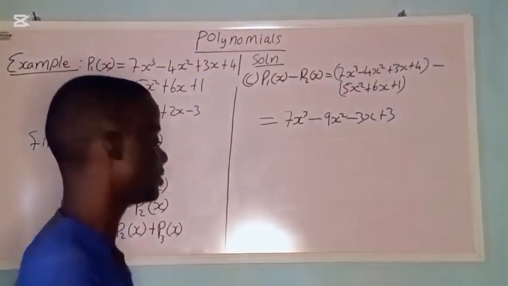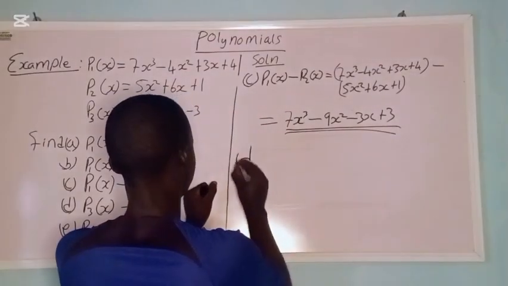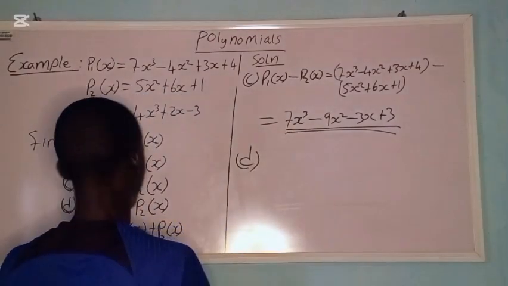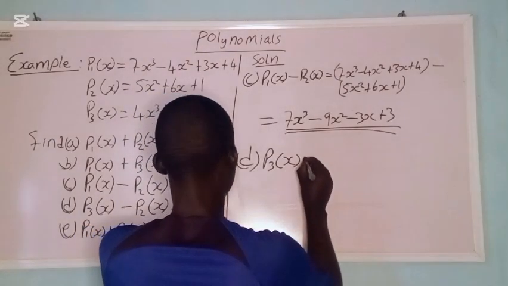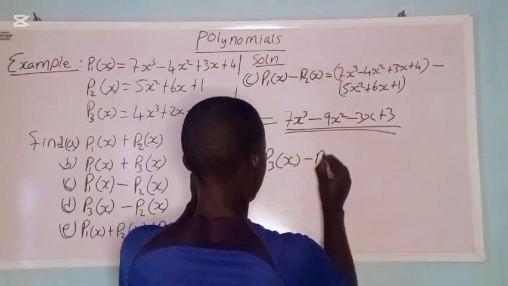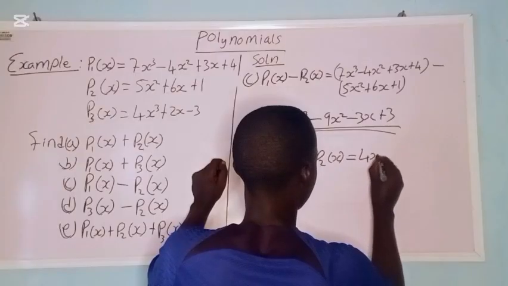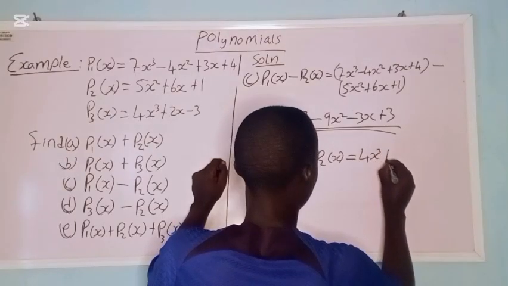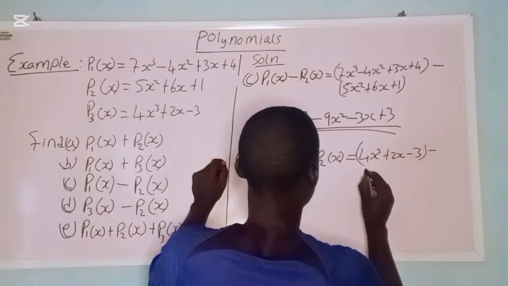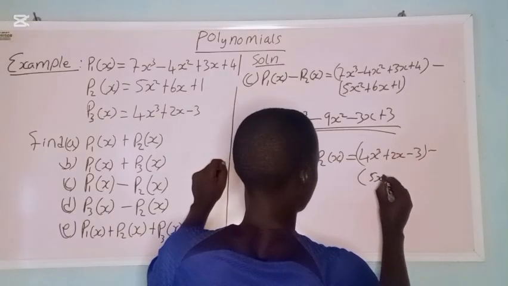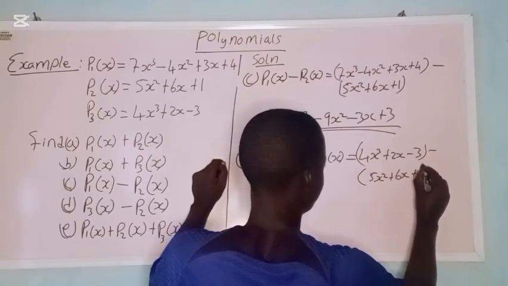That is the answer. So now let's go to D. D: now say P3(x) minus P2(x) is equal to, we now have (4x³ + 2x − 3) in brackets, minus, then the P2 is what? (5x² + 6x + 1).